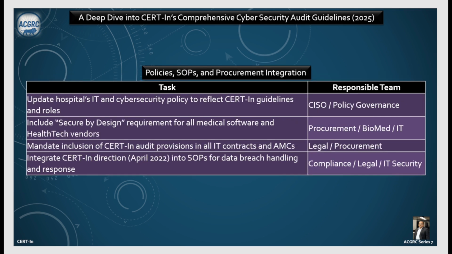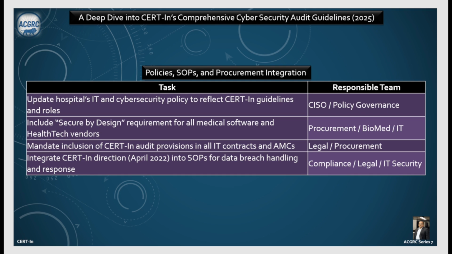Phase 2 is policy, standard operating procedures, and procurement integration. In this, step 1 is to update the hospital's IT and cyber security policy to reflect CERT-In guidelines and rules. This should be driven by the CISO and your policy governance heads. Step 2 is to include secure-by-design requirements for all medical software and health tech vendors. This would be driven by your procurement team and your IT team with your biomedical team.